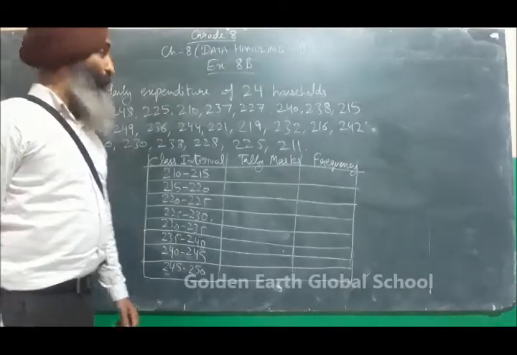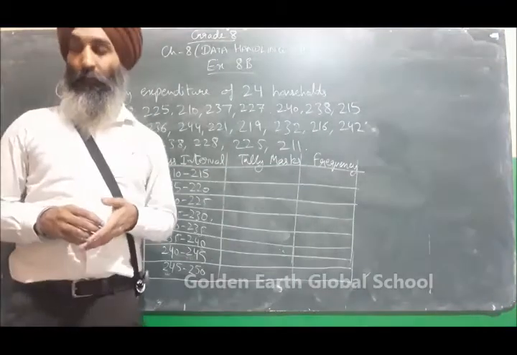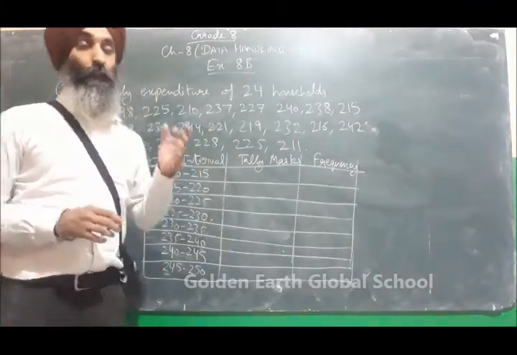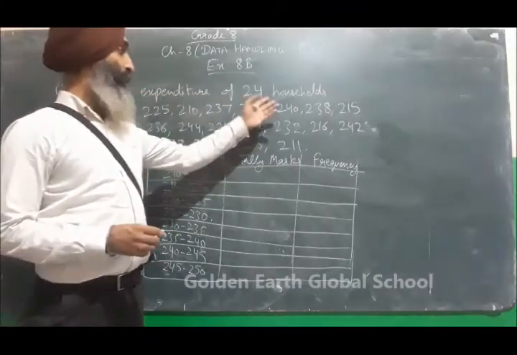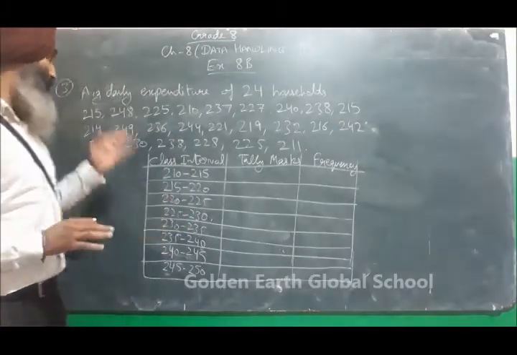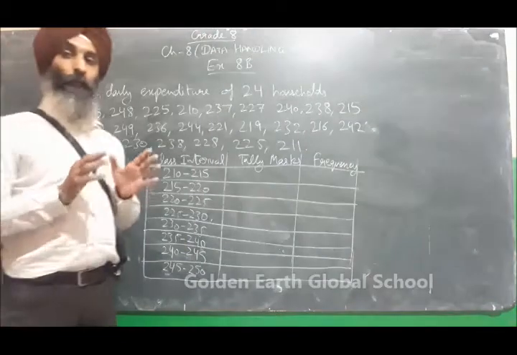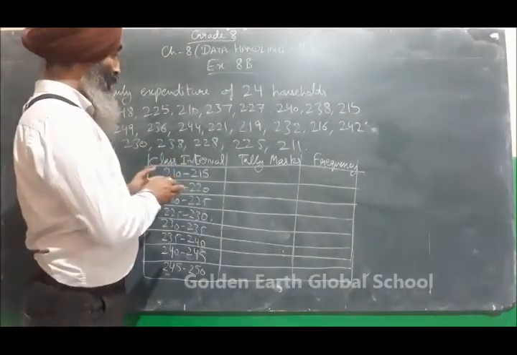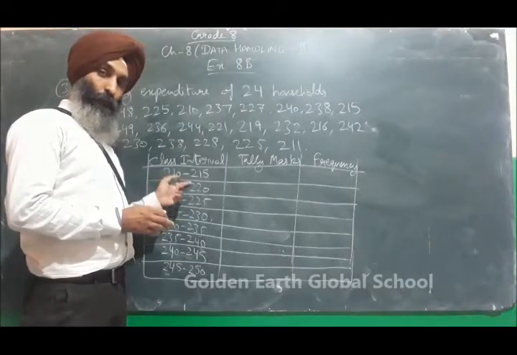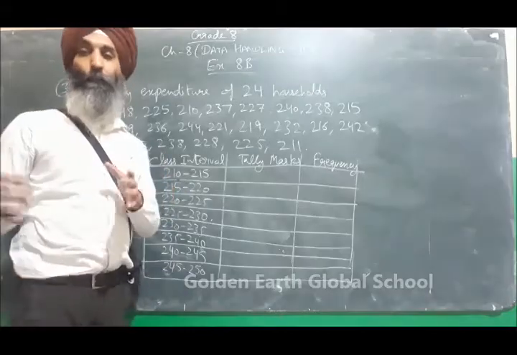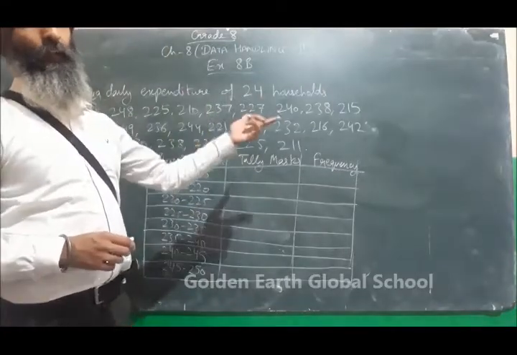Okay? So students, now let us discuss the third question. You will do the second question by yourself and it is the same as the first one. Now let us discuss the third one. In the third one, we are given the average daily expenditure of 24 households, in rupees. First of all, we have to make the frequency distribution table with intervals from 210 to 215, as mentioned in the book. From this table we have to make the histogram.